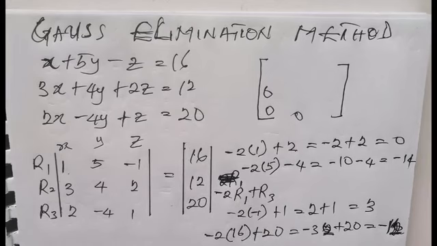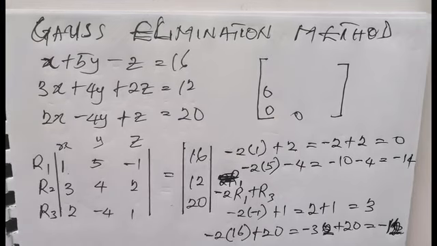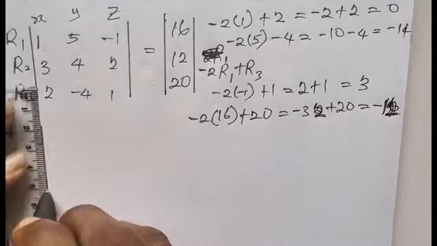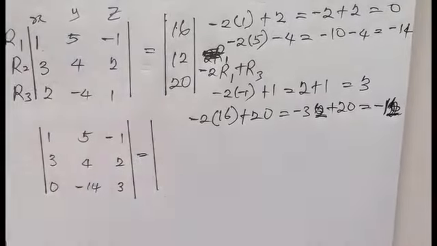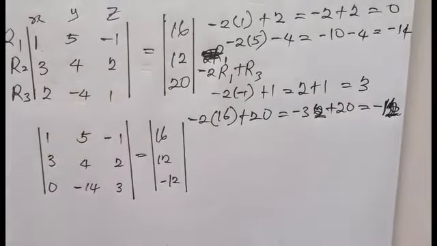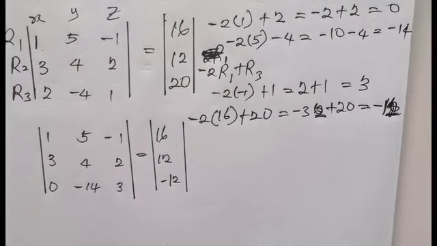And for the constant term, our new value is now minus 12. So we form our new matrix. Alright, so the new matrix becomes, so this is now our new matrix.